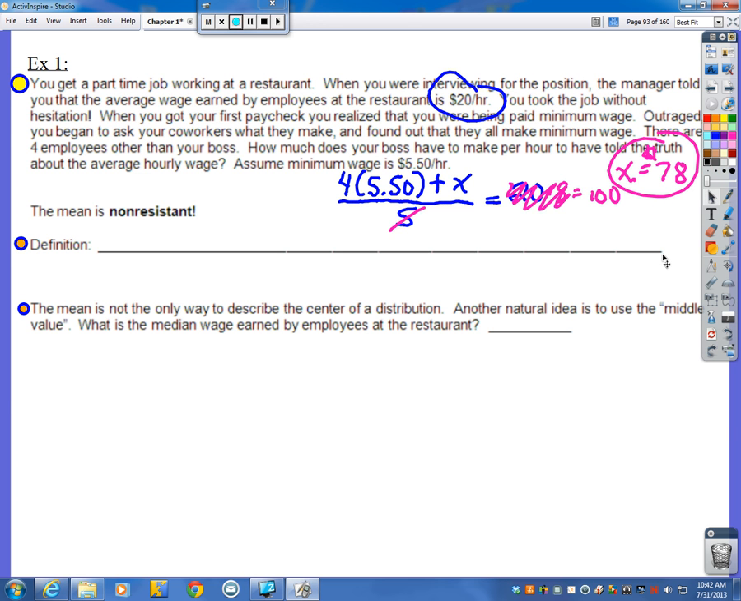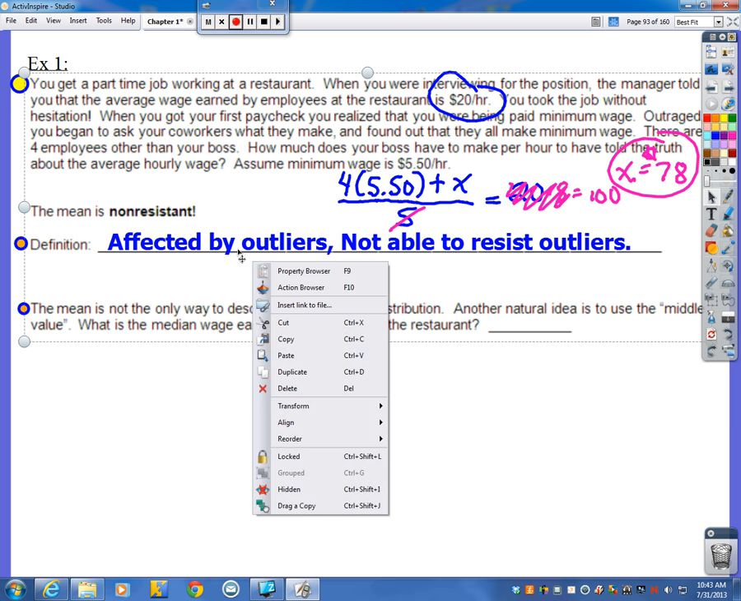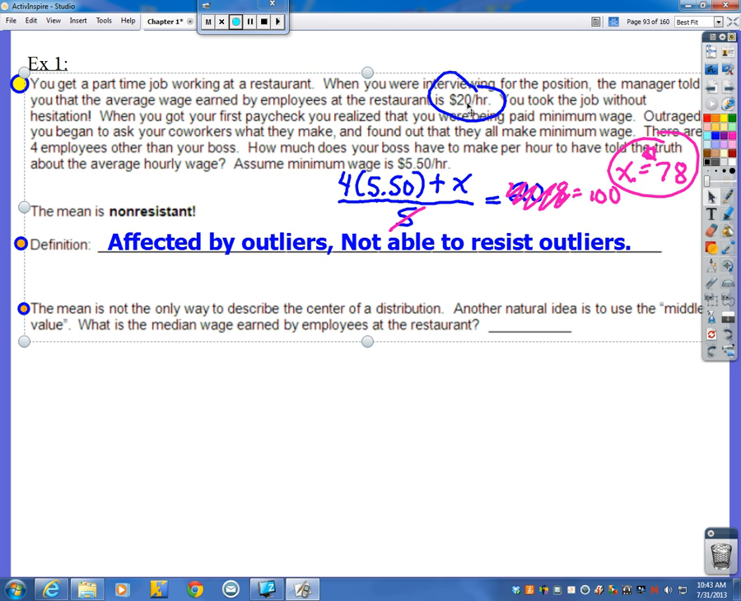And you're getting screwed. Now, this all relates to an idea called non-resistant or resistant. The definition of non-resistant means that it is affected by outliers. It's not able to resist an outlier. Now, if you think about this set of data, you've got 4 people making $5.50 an hour and your boss making $78 an hour. Your boss is way far away from the 4 employees making $5.50, so your boss would be an outlier. And notice the mean, which is $20 here, doesn't really reflect the true average, if you will, of what people really make at the restaurant.